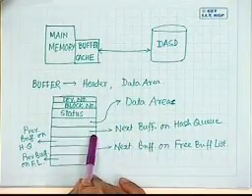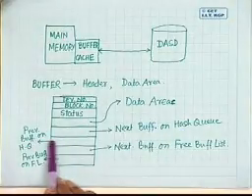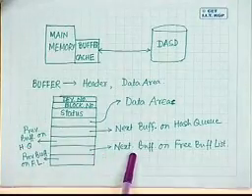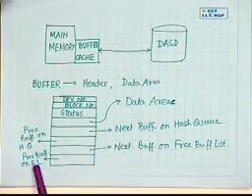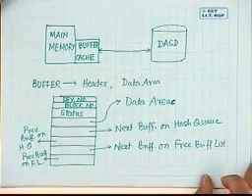Then I have two pointers. One pointer points to the next buffer on a hash queue. Then you have a pointer to the previous buffer on a hash queue. You have a pointer to the next buffer on the free list. You also have a pointer to the previous buffer on the free list.